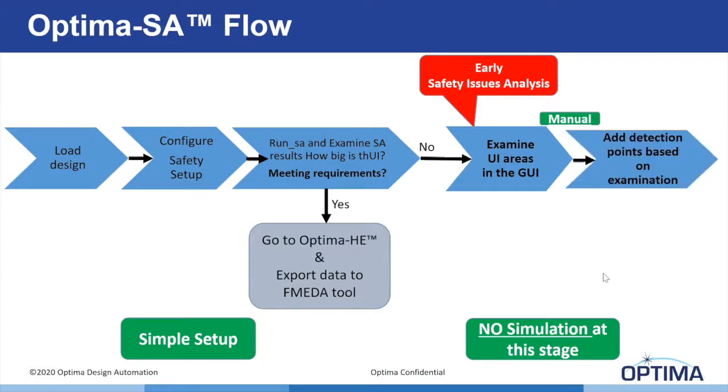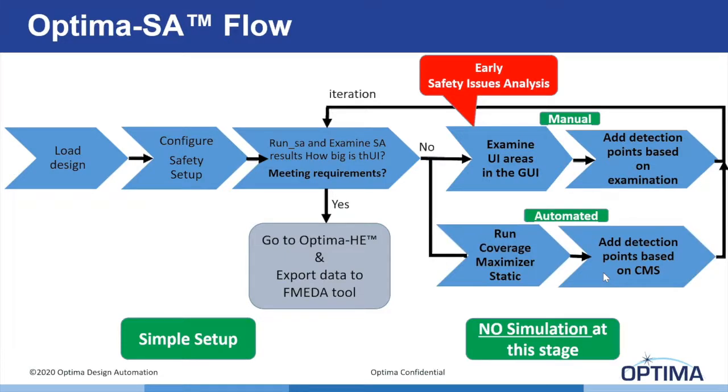So manually you add detection points based on the examination. This is the manual process. You iterate, run static analysis again, and see if you still find the UI areas. If you have UI faults, again add some more detection points to make sure that they are all detectable. So the ultimate aim is to reduce UI to 0. That means all the faults have a safety mechanism and a detection point. This is a manual iteration process. We also have an automated process. You can run the coverage maximizer statically, add detection points based on the coverage maximizer output, and do the iteration again. In this way, you can close the loop automatically also.